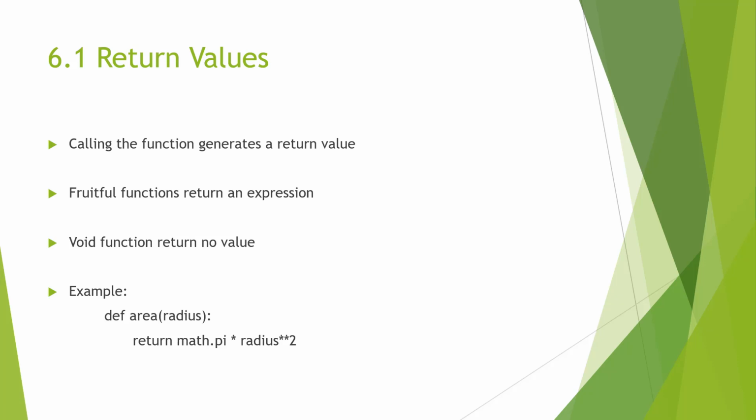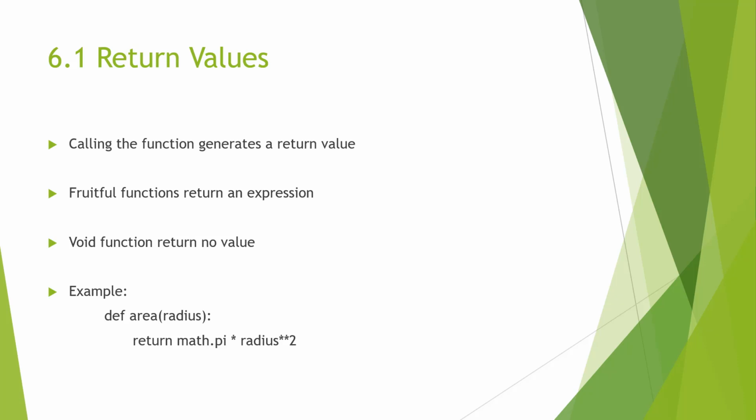Essentially, when we call a function, we should have the ability to return a value. When we're talking about a fruitful function, they can also return an expression. However, we also have these things called void functions, and they will return no value. So it really just depends on the type of function that we are working with, because that determines the type of return.